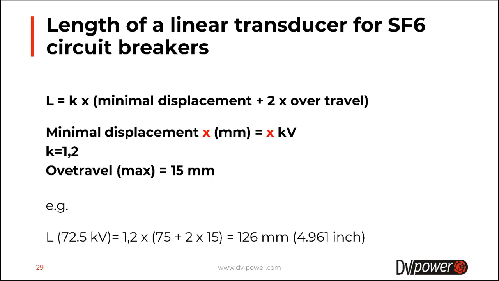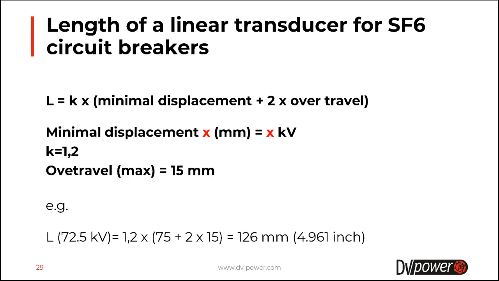So, for example, for circuit breaker of the voltage range 72.5 kilovolts, circuit breaker has a minimal displacement of around 75 millimeters, or 2.95 inches. Manufacturers also include the safety factor when calculating this distance. This factor is one I already talked about. In this case, the safety factor K is equal 1.2 and should be always considered.